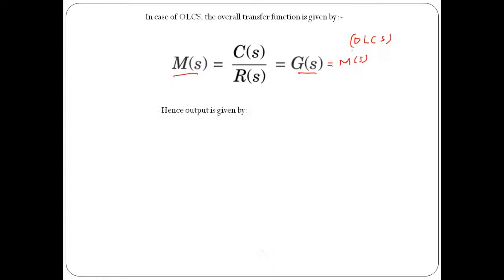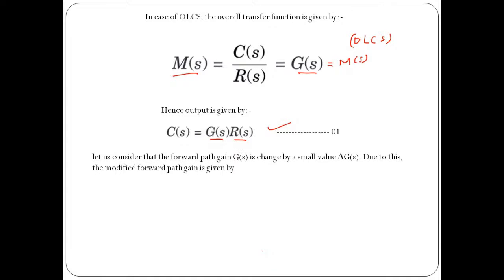Now we are trying to calculate the output in this case. So output is going to be input times the gain. That's it. So C(s) is nothing but G(s) into R(s). Let this be your equation number one.